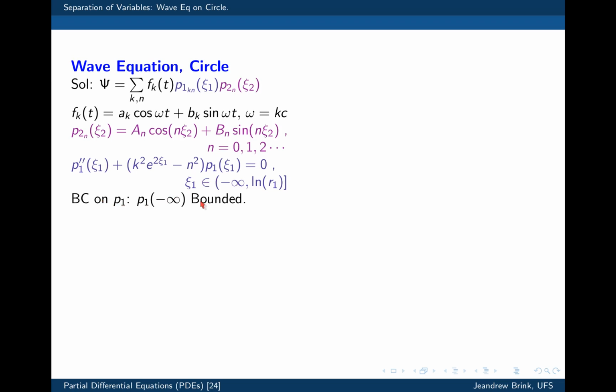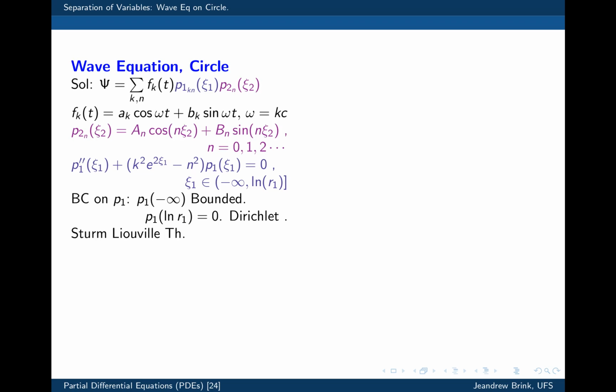Okay, so the boundary conditions we're going to put on P1 is when C1 is equal to minus infinity, which is at the 0 point, we want it to be bounded. And on the boundary where C1 is equal to ln of R1, we want it to be 0. And that's the Dirichlet boundary condition, where we're specifying what the function is on the boundary.